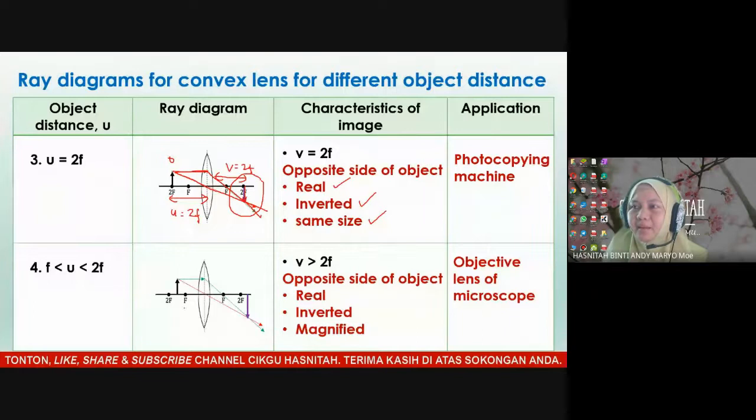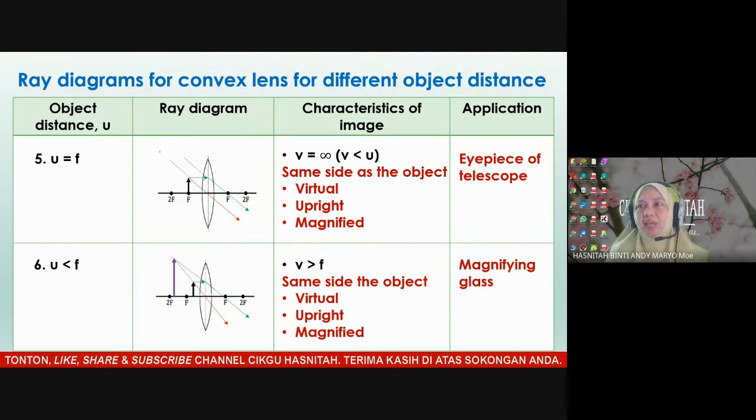And this is the fourth position. Now u is in between F and 2F. So again, you can apply rule 1 and rule number 2. This is the intersecting point. Again, opposite, inverted, but now you can see the size is magnified. The image has a bigger size compared to the object. So we say it has been magnified. For application, you can find it in the objective lens of a microscope.